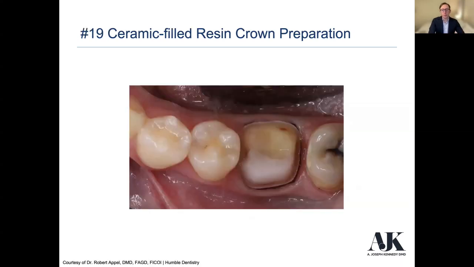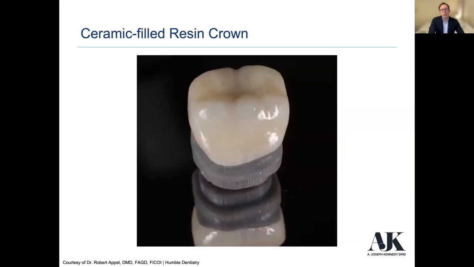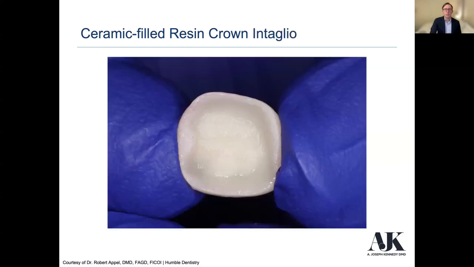So here's Dr. Appel's beautiful prep here. It looks gorgeous. He's got a build up there with Rebilda. And then he designed it and printed it in his office and used some staining and glazing to get you there. But when I look at this picture here, gorgeous picture, really hard to tell the type of material. I wouldn't think that this is a 3D printed resin ceramic crown. And you can see there, that's what the intaglio looks like.